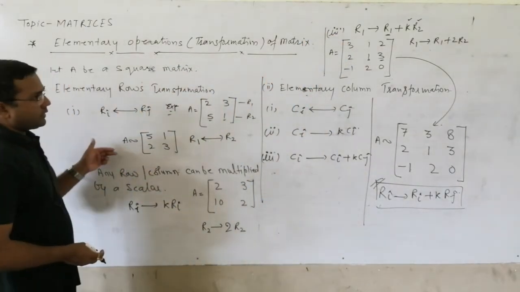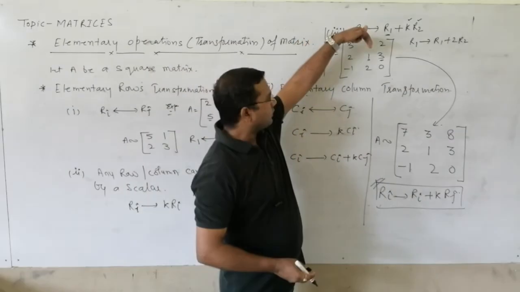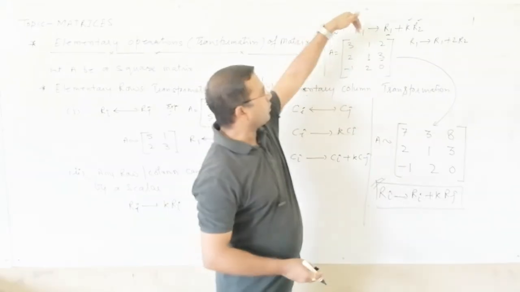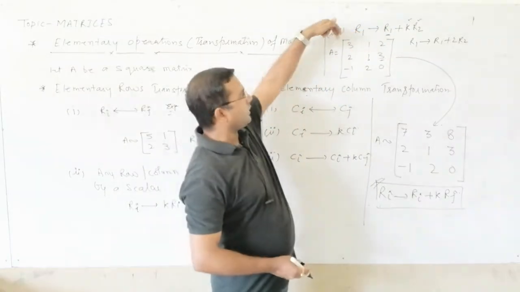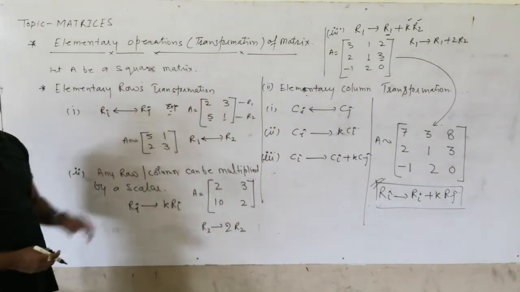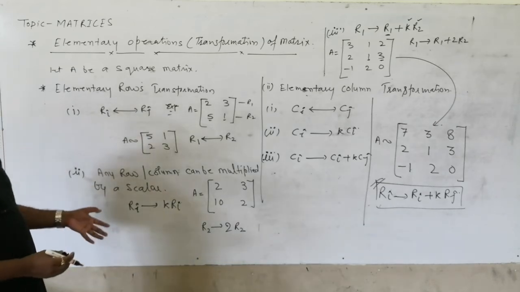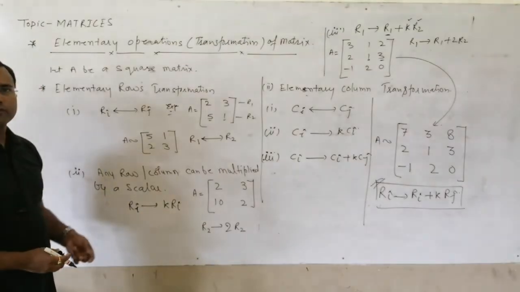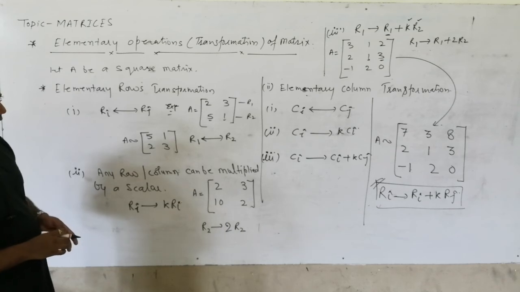Similarly, the same operation can be applied for the column. If you want to interchange C1 and C2, you can; C1 and C3, you can; and similarly C2 and C3. So this is one operation. The second operation is that any row of a square matrix can be multiplied by any scalar, and the resultant will be equivalent to the matrix A only.